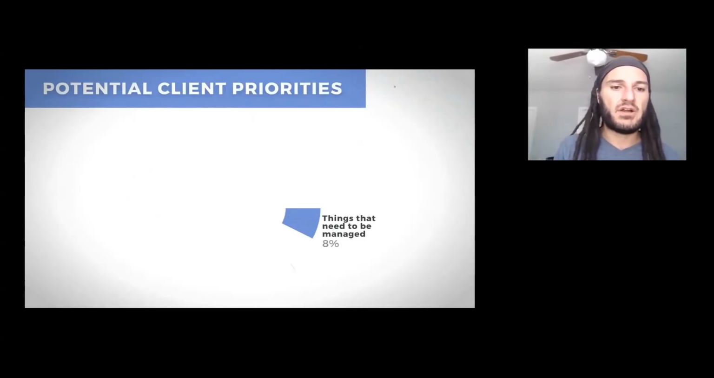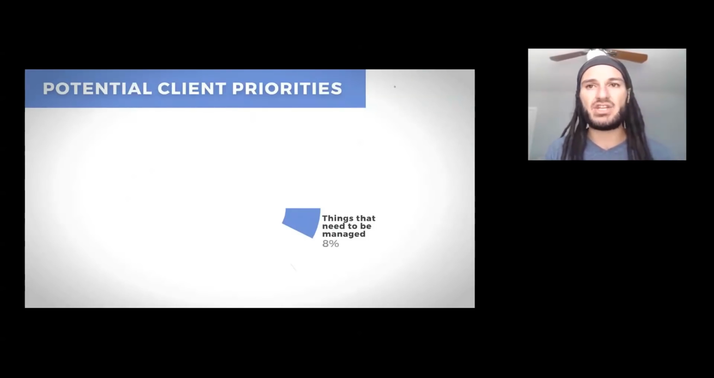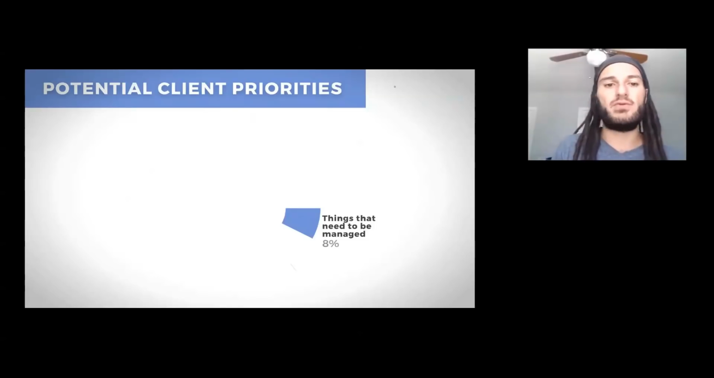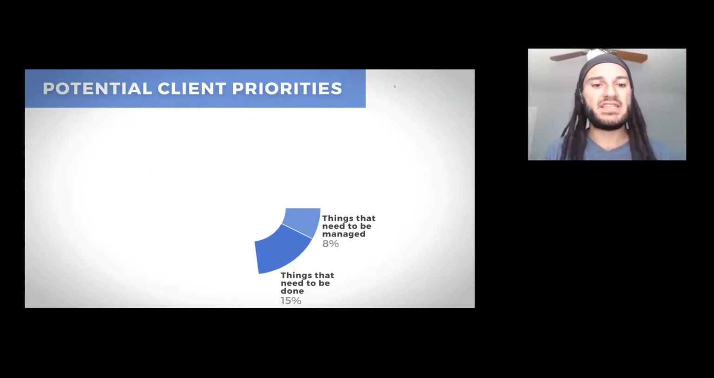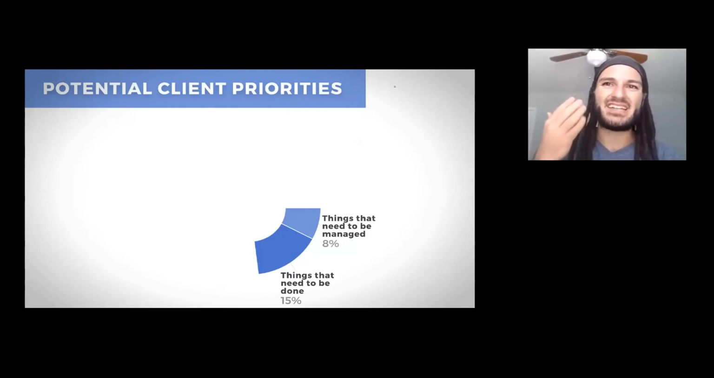So that's the first thing. The potential priorities here are things they need to get managed, which probably takes up 8% of what they're willing to pay for. The things that they need to get done is probably about 15%. I mean, just look at your own life. You're probably prioritizing this exact same way as well.